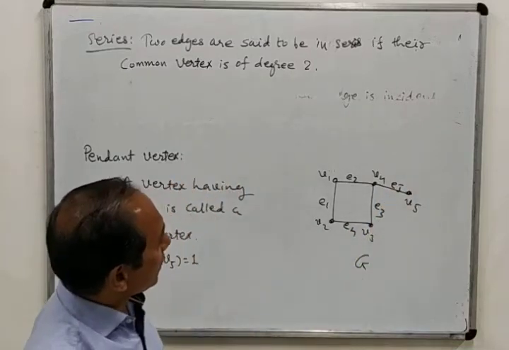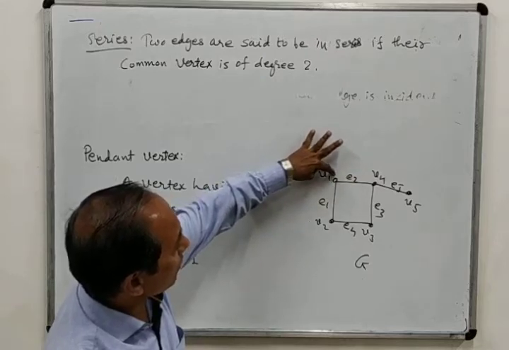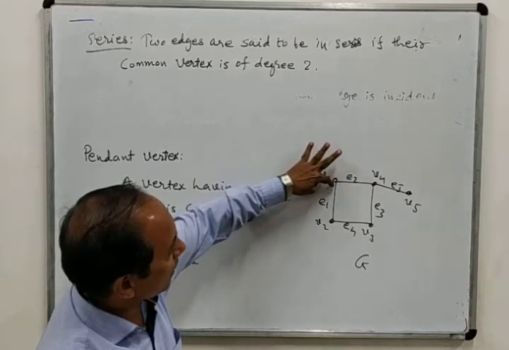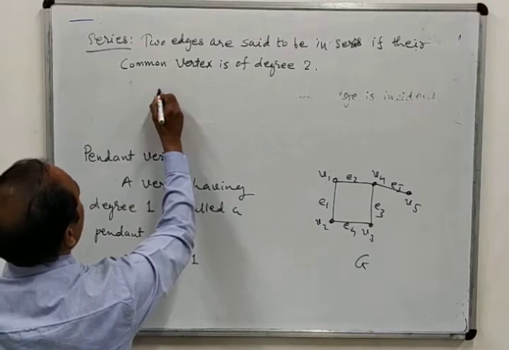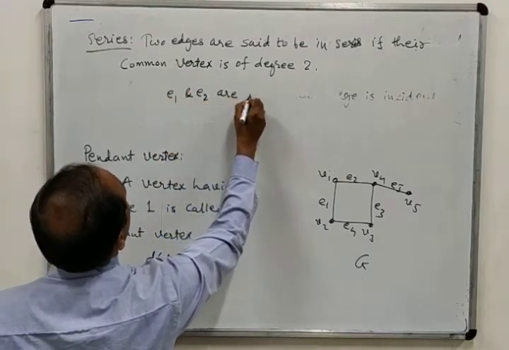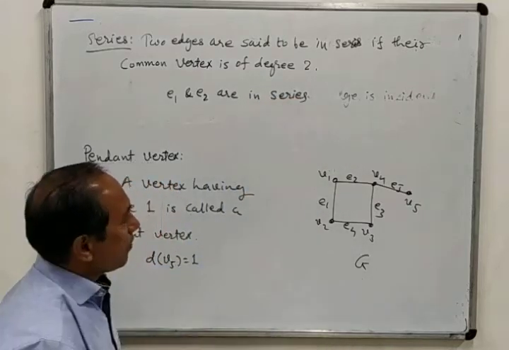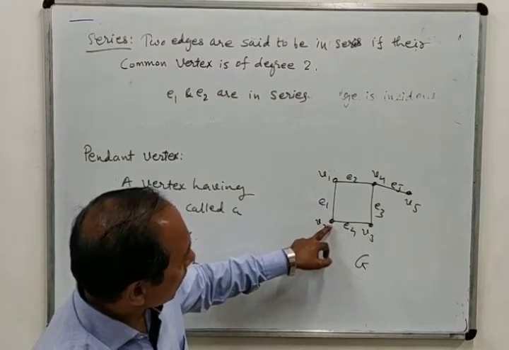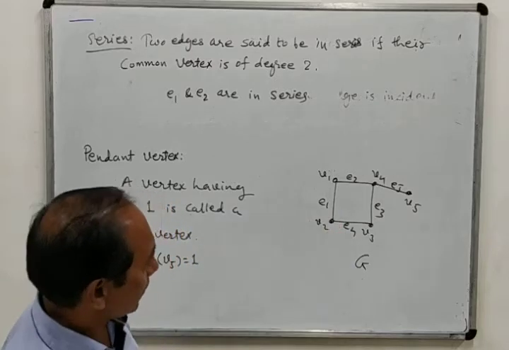see, observe the two edges E1 and E2. The edges E1 and E2 have the common vertex B1, and we can see that B1 is of degree 2. So therefore we say that E1 and E2 are in series. Okay. Now we talk about E1 and E4. Their common vertex is B2. B2 is also of degree 2. So we say that E1 and E4 are in series.